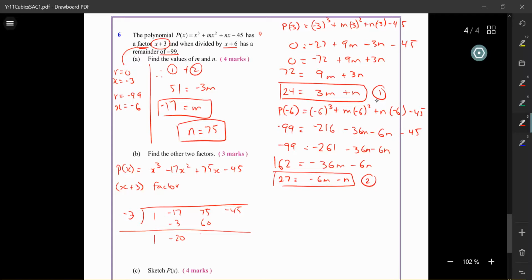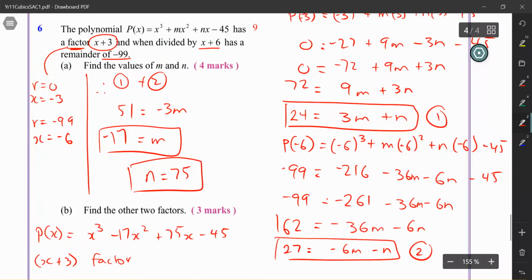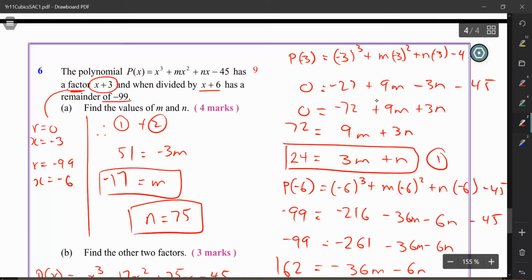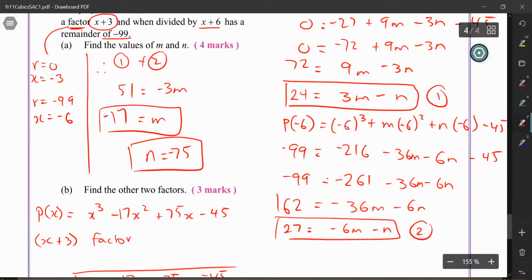If m is negative 17 times 3 is negative 51, add 51 on both sides, is 75. N equals 75. Oh, I know why. It's because of the mistake I did before, that was a negative 3, that's a negative 3. This should be a negative 3. This should be a negative 3. And therefore this becomes negative n. There we go. That's negative 75.